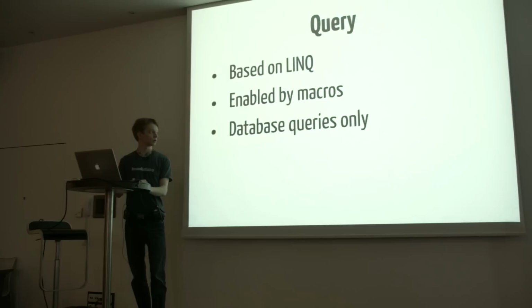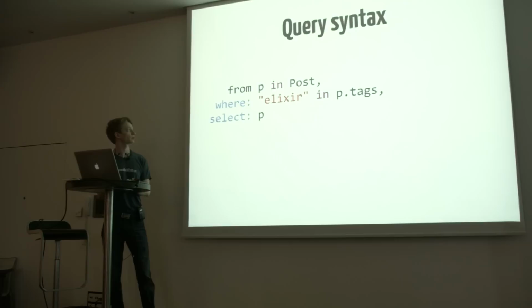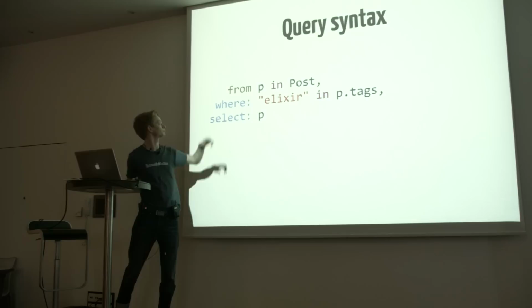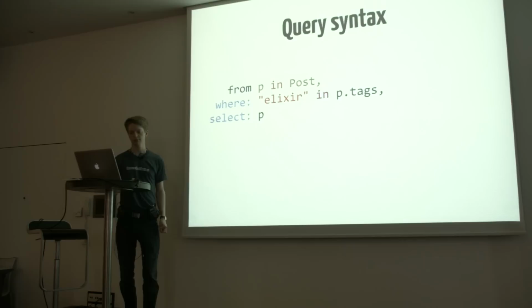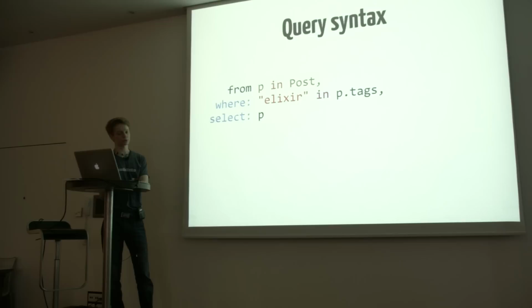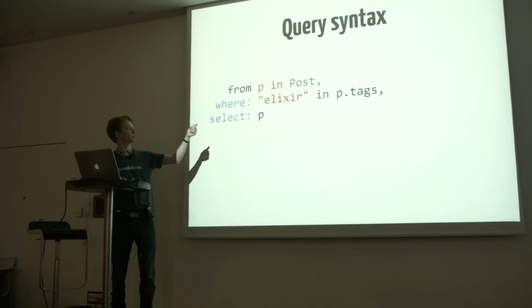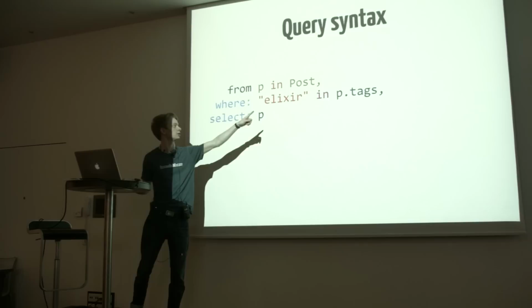So this is what the query syntax looks like. This particular query returns all posts that are tagged with Elixir. It all starts out with the from macro, which I'm trying to highlight here. That macro receives two arguments. First, we have the source of the query, which is what we call a queryable, which I will talk about more later. We also bind the source to the p variable so that we can reference it later here, with p.tags.